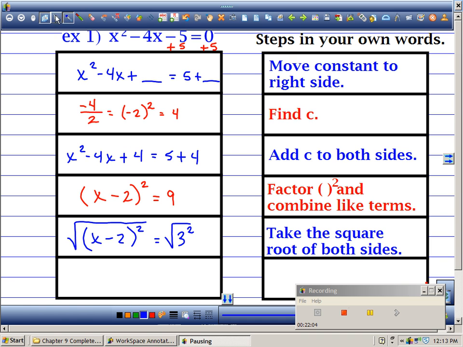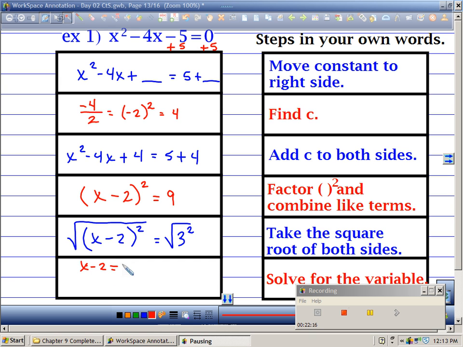Okay, so now what's my last step? We're basically going to solve. So I have x minus 2 equals what? 3. Or x minus 2 equals negative 3. When I solve for that, well, you don't want to do that with this because you're actually going to get two different answers. Right? Make sense? So what are my two answers? X equals 5 or x equals negative 1.